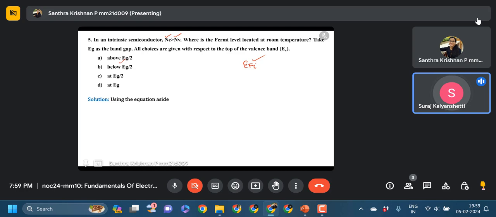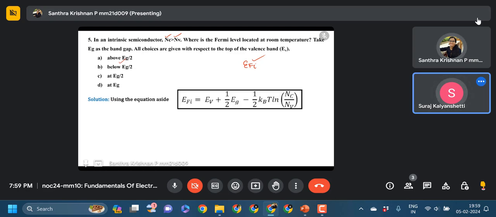Yeah, I got EFi is equal to EV, the same one. Half EG minus 3 by 4 kBT ln of something. And here they have given that NC is greater than NV. Then what will be the case? If NC is greater than NV, is it above or below? What can you say with respect to EG?